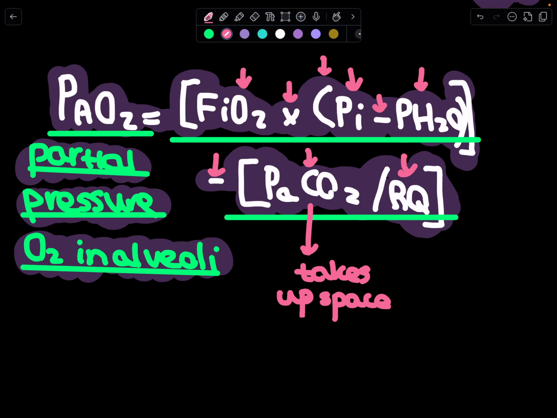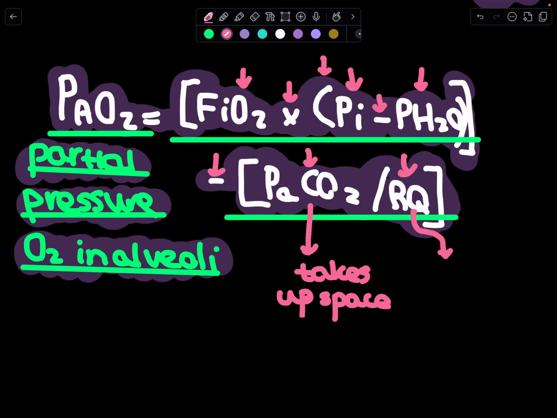Okay, that's a good answer. And in 2 sentences, why do we divide the PaCO2 by RQ? We divide PaCO2 by RQ in the alveolar gas equation to account for the ratio of carbon dioxide produced to oxygen consumed during metabolism, which varies with diet or activity. This adjustment ensures the equation accurately calculates the oxygen pressure available in the alveoli for gas exchange.